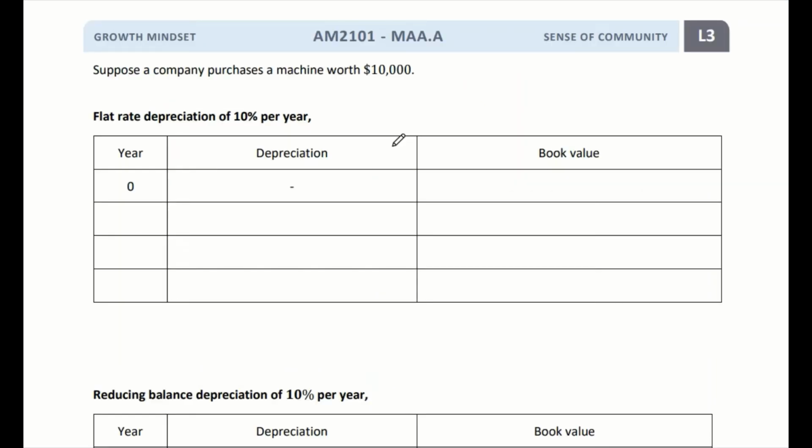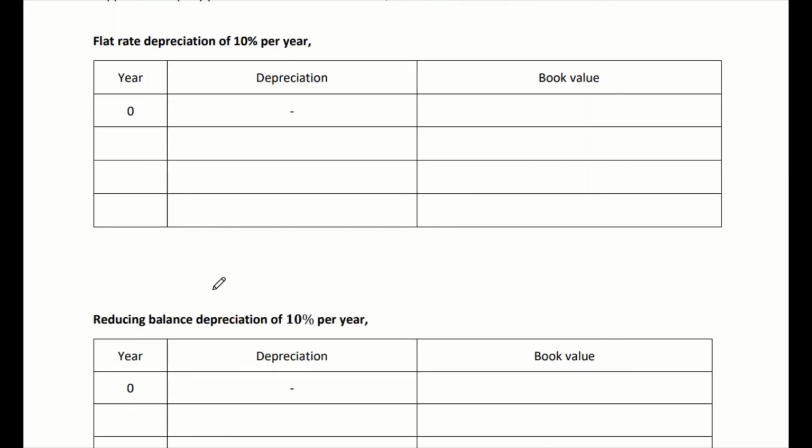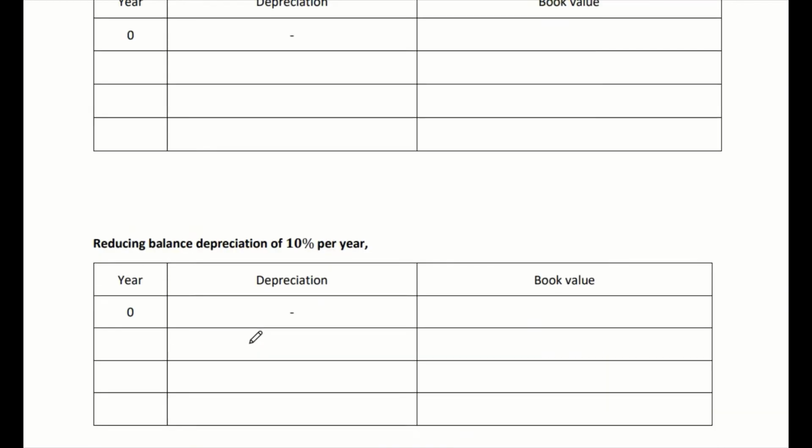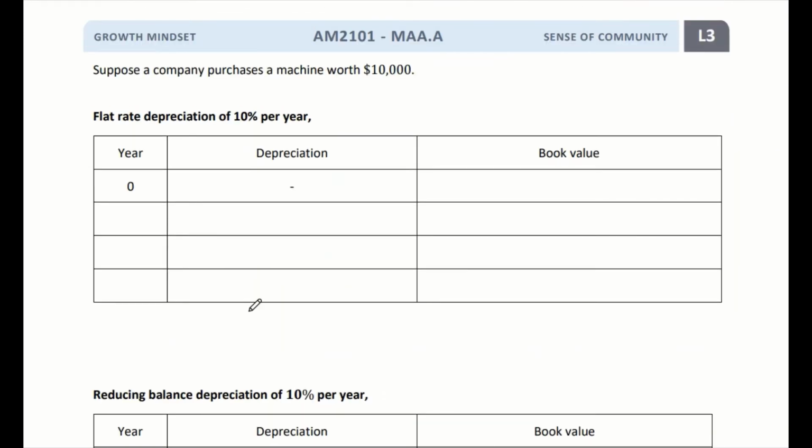Alright, suppose a company purchases a machine worth 10,000. The first one, we are going to look at the depreciation by flat rate. Then after that, the second one, reducing balance. And the last one, we have unit cost. Okay, so let's start off with the first one. At the beginning, when it's at year 0, the book value of the machine is 10,000, right?